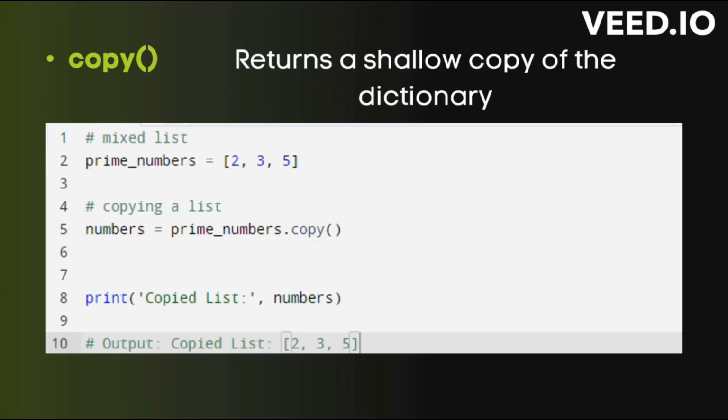Now, the copy function returns a shallow copy of the dictionary. The Python dictionary copy function is used to get a copy of the dictionary. You can copy the Python dictionary in different ways. The copy method does a shallow copy of the dictionary.